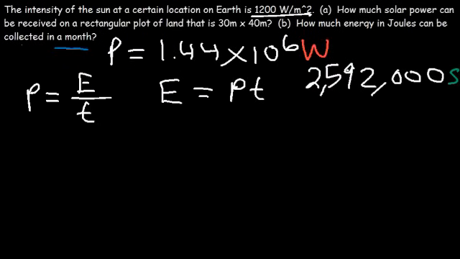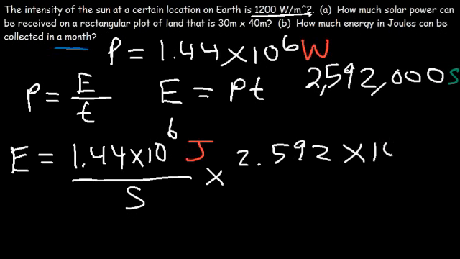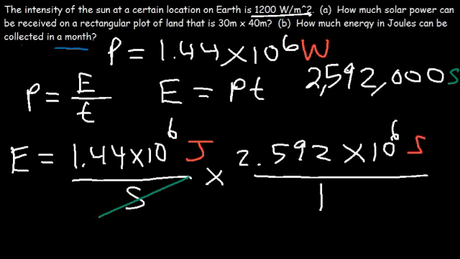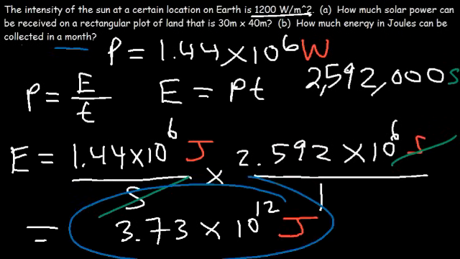So now we can calculate the energy collected. So it's going to be 1.44 times 10 to the 6 watts, which is really joules per second, times 2.592 times 10 to the 6 seconds. So as you can see, the unit seconds will cancel, giving us the total energy in joules. So let's multiply these two numbers. So this is equal to 3.73 times 10 to the 12 joules. So that's the total amount of energy that will be collected in a month.